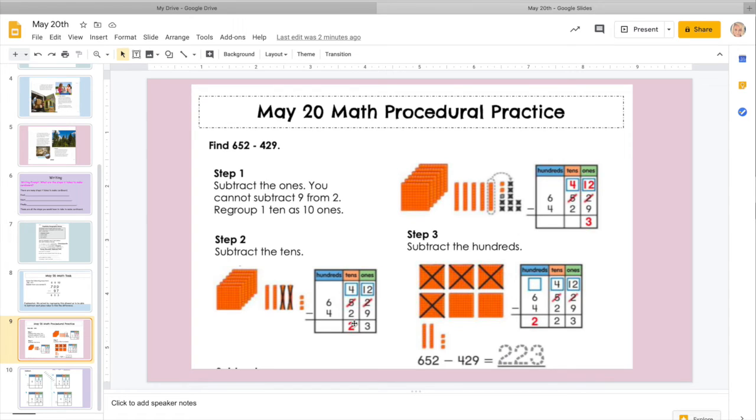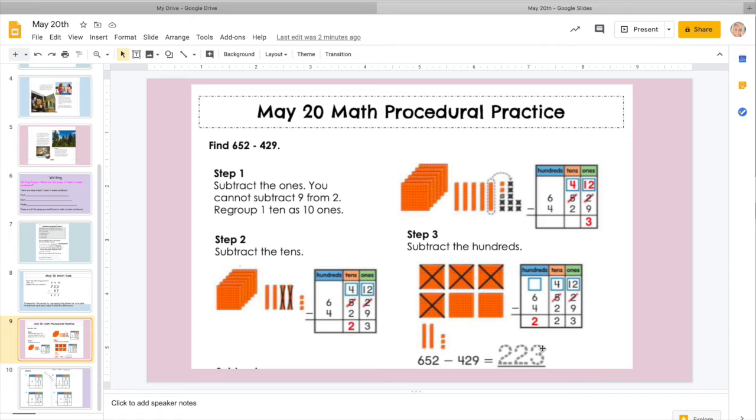And then finally, you're going to move on to step 3, where you're subtracting the hundreds. If you have 6 of something and you take 4 away, you are left with 2. So the difference of 652 minus 429 is 223.